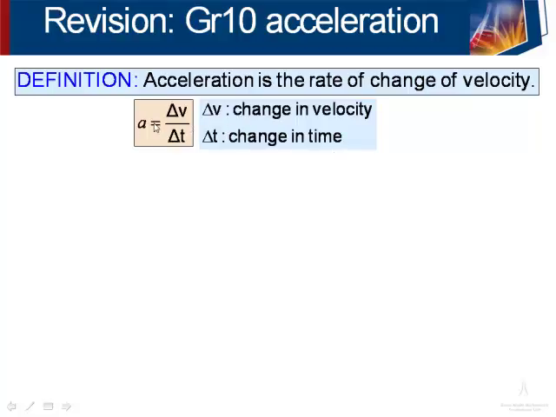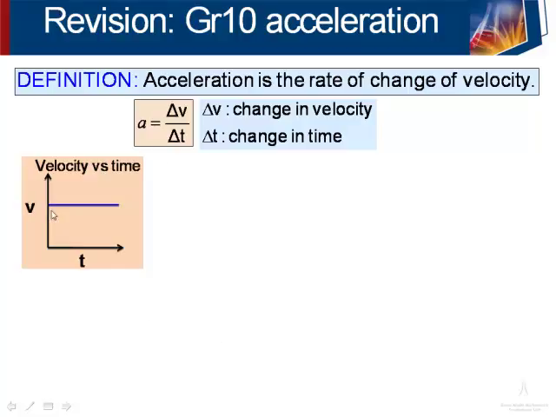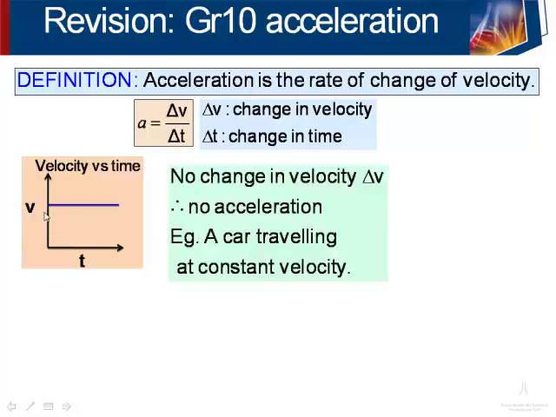That gives us acceleration. If we plot a graph of velocity versus time, with velocity on the y-axis and time on the x-axis, one can see in this case where there is a constant velocity, there is no change in velocity. Therefore delta v will be 0, and the acceleration is therefore 0, and there will be no acceleration. Here we can see a car would therefore be traveling at a constant velocity, a constant value for v.